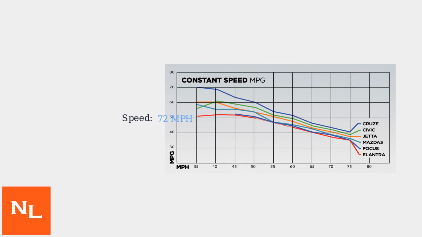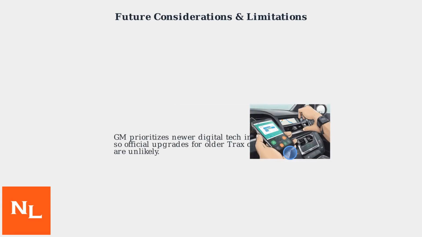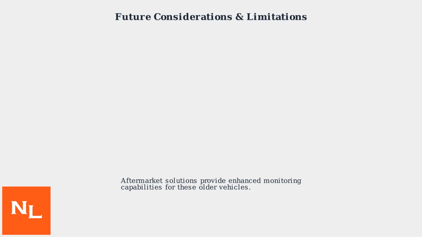The graph shows how MPG decreases as speed increases across different vehicles, guiding drivers to maintain optimal speeds for better fuel economy. Given the age of these Trax models, aftermarket upgrades like OBD2 adapters offer enhanced data on smartphones. GM prioritizes newer digital tech in their vehicles, so updates or official upgrades for the older Trax cluster are unlikely.